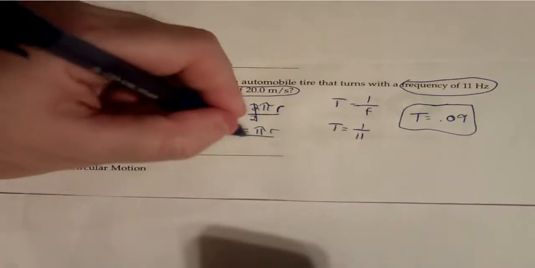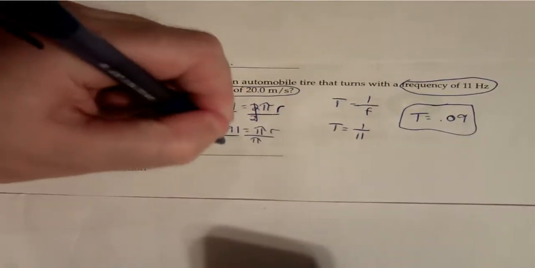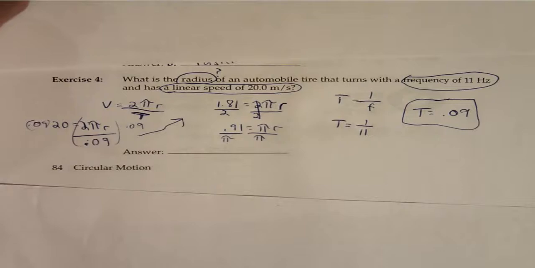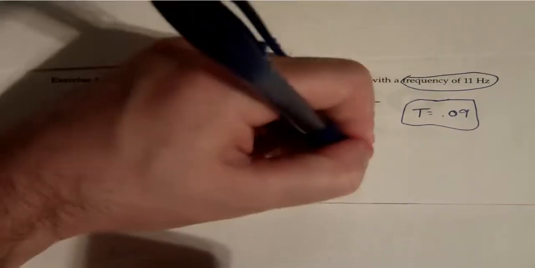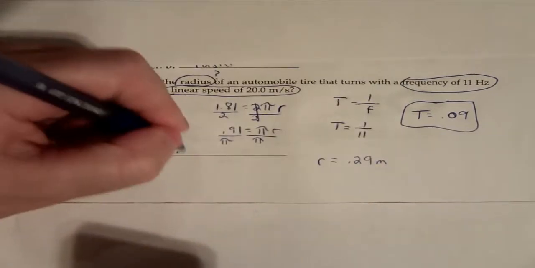Now we got to divide pi out. Divided by pi. So divided by, I'm just going to do 3.14. Let's keep it simple. So our radius, I'm going to flip it here, is going to be about 0.29 meters. Okay? So 0.29 meters.